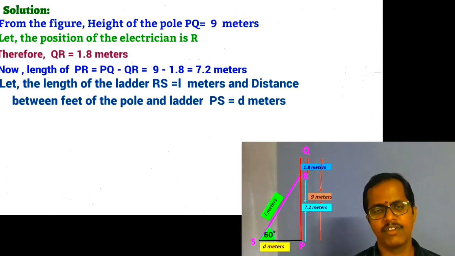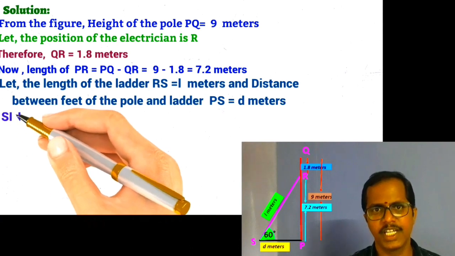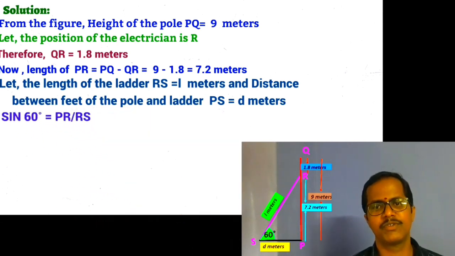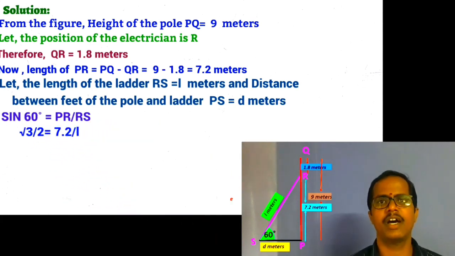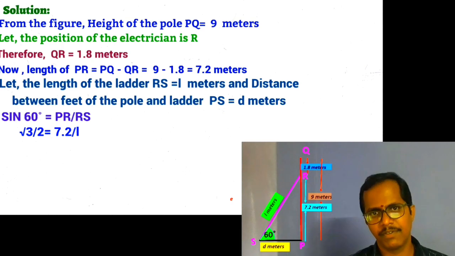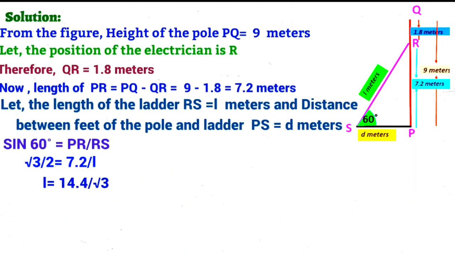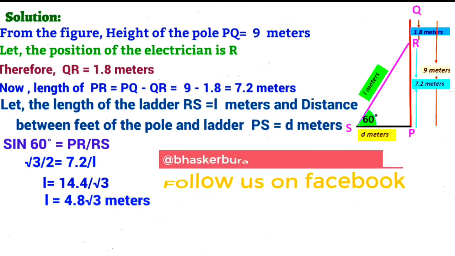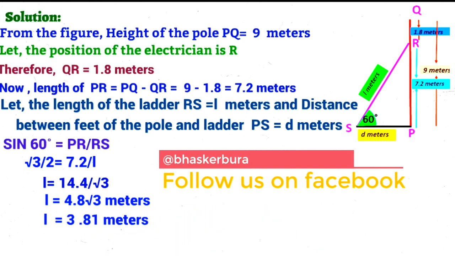Sine 60 degrees equals PR by RS, and substituting their values we get root 3 by 2 equals 7.2 by L, where 7.2 is the length of PR and the length of RS we assume as L meters. Simplifying this equation, we get L equals 14.4 by root 3, and further simplifying it, we get L equals 4.8 root 3 meters.